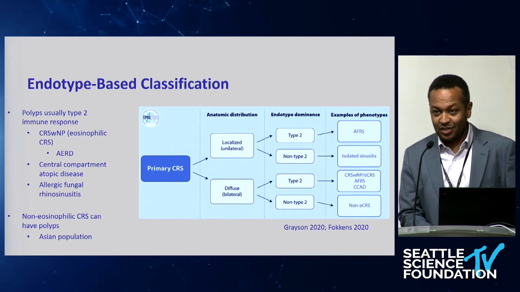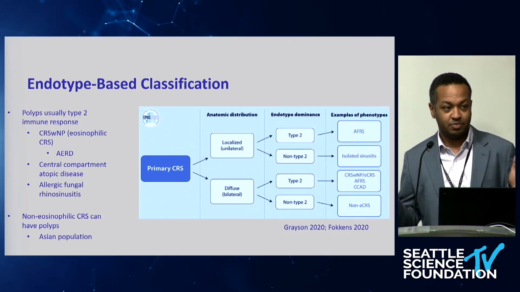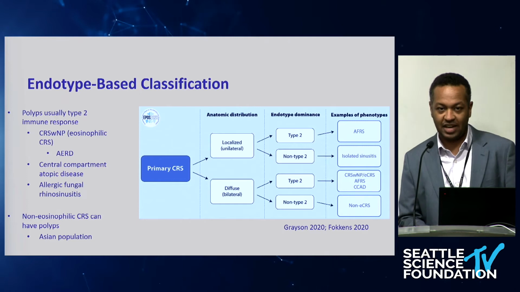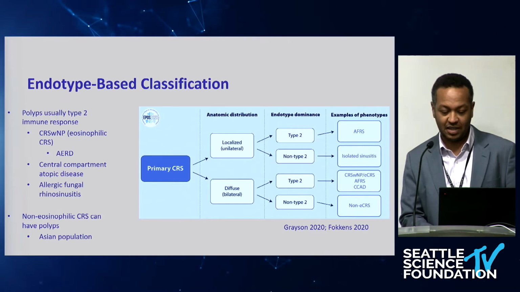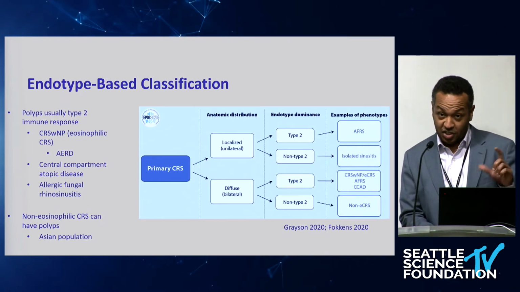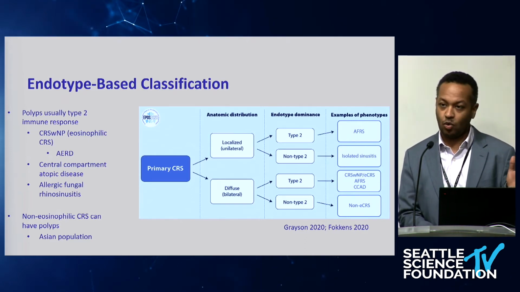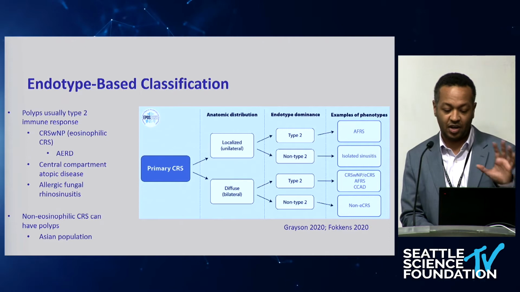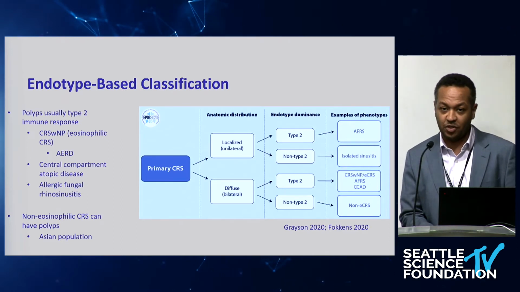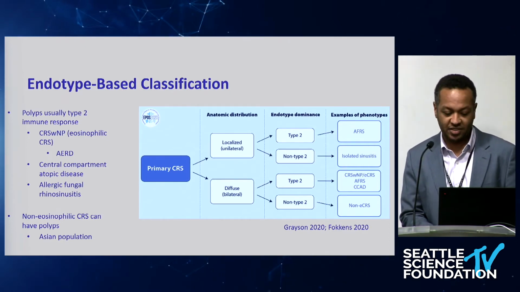But as it stands, you look at primary chronic rhinosinusitis, so that's disease that began in the sinonasal cavity and not from some other underlying systemic disorder. And it's initially classified based on anatomic distribution. So is this localized disease, unilateral or in one sinus or just a couple of sinuses, or is it more diffuse, where it's essentially affecting all of the paranasal sinuses?